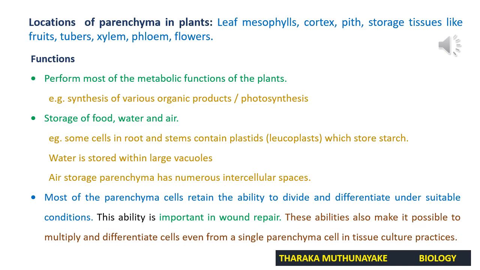Food storage parenchyma cells have abundant leucoplasts, a type of plastid. Those plastids store different types of food, mainly starch, in roots and stems. Water is stored inside large vacuoles. Therefore, water storage parenchyma have abundant large vacuoles.